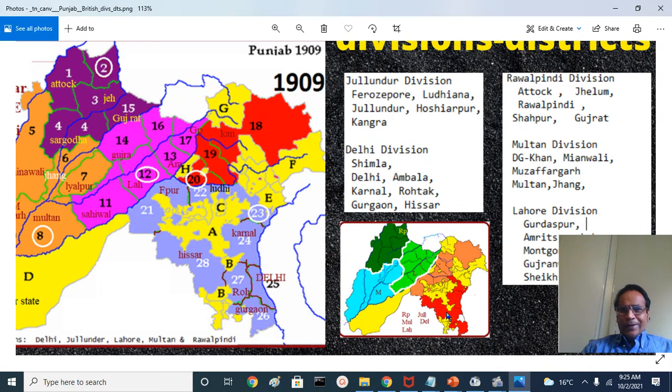Sometimes in the political literature you will see different names for these divisions. After Delhi was taken away, the Delhi division is called the Ambala division, sometimes the Haryana division. Then we have the Jalandhar division here, from Firozpur to Kangra.